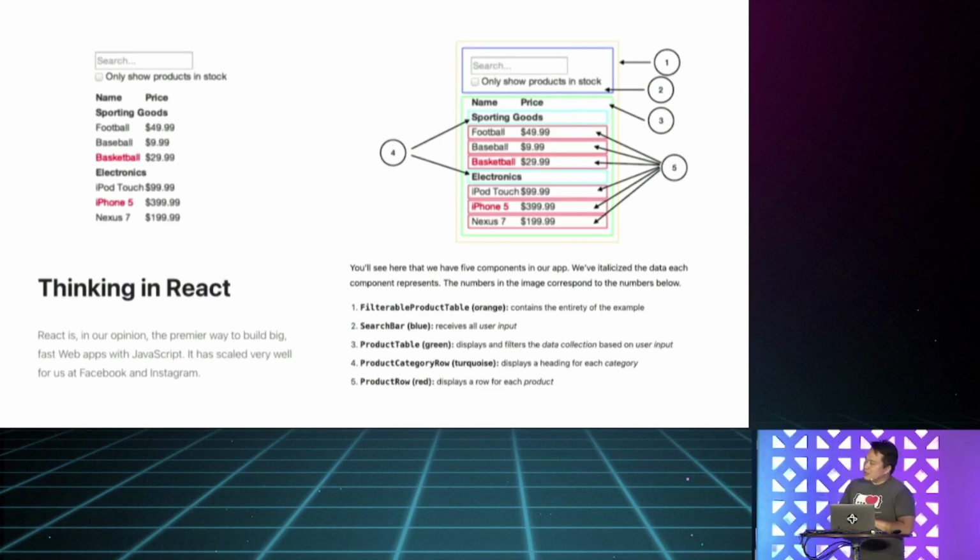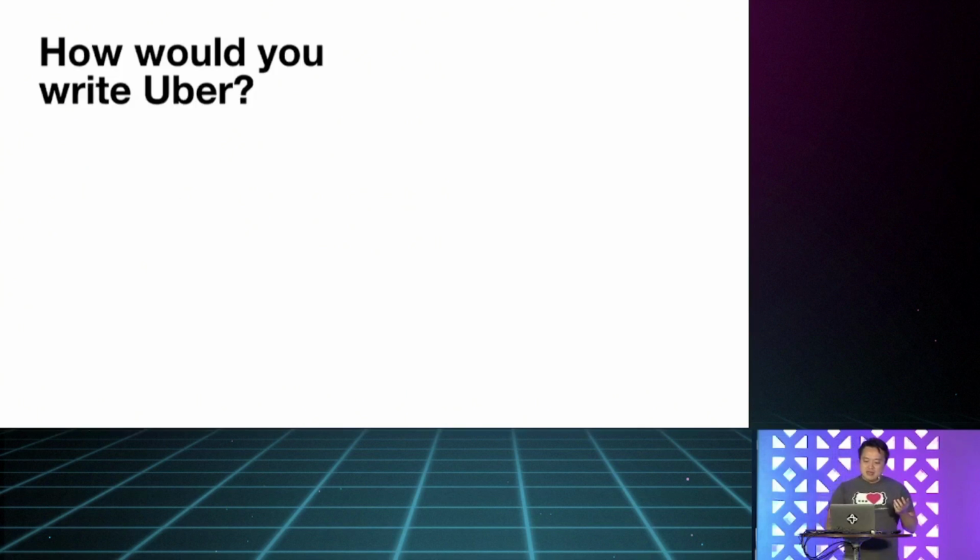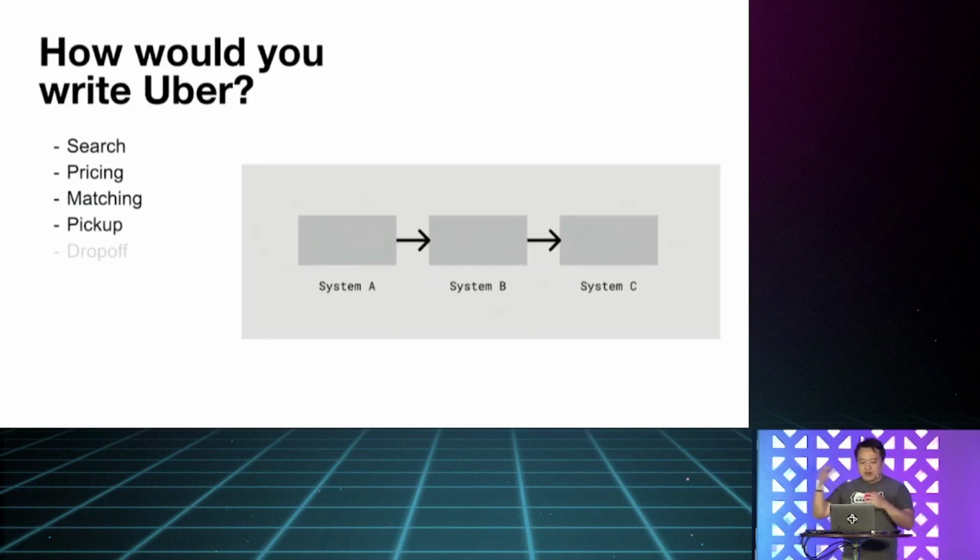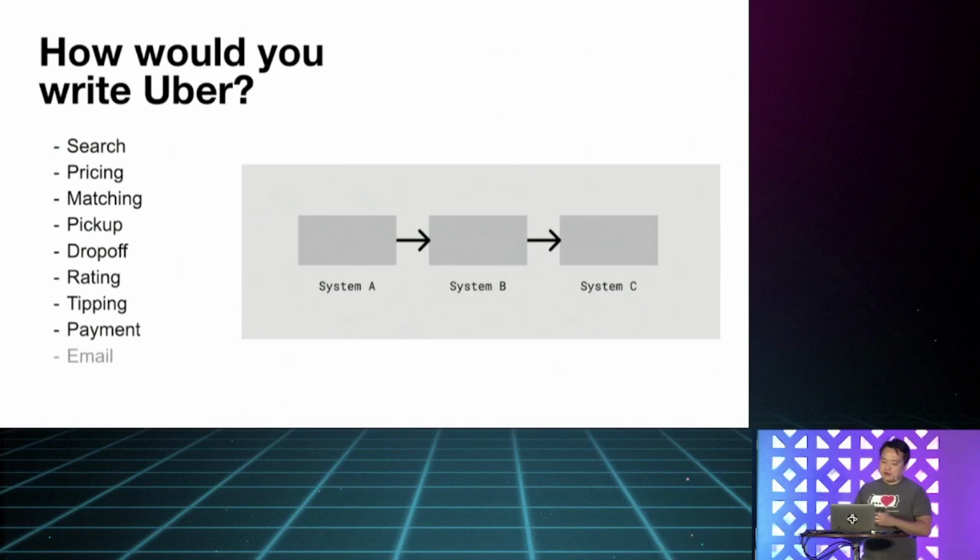The other thing that I think React really taught people was how to think in React: to take a problem like, here's the spec that we want, here's the design that we want to achieve, and here's how to break it down into individual little elements that become tractable, so it makes sense how to organize that code. And I think everyone here probably knows how to do that because that's a fundamental way of learning React. But you can also do the same for Uber, right? You can break it down into search, pricing, matching, pickup, drop-off, rating, tipping, payment, and email.